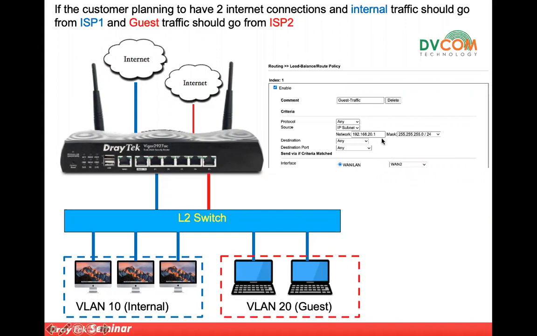And this is my network. When the traffic comes from the guest network, it's always going to use ISP2. And for ISP1, by default, my internal traffic will go through ISP1. So you can achieve this through policy-based routing. This is one of the very important features. Most of the people are going to ask this.